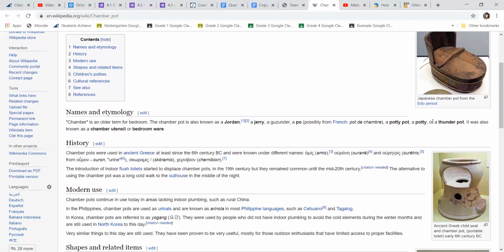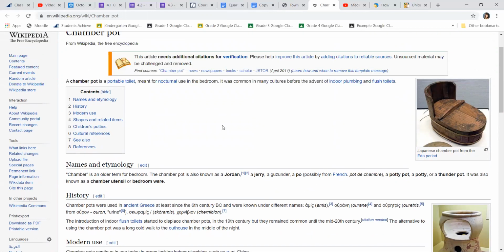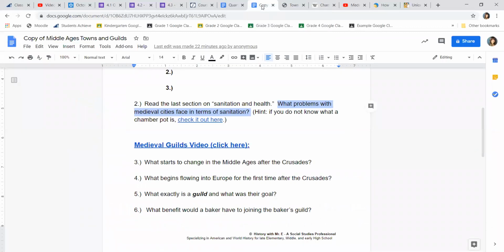I love how it's also called thunder pots, because really it was either a chamber pot, which would be in the bedroom, or you'd have to walk outside to the outhouse to go to the bathroom, especially in the middle of the night and during the middle of winter. So chamber pots helped you take care of your bodily functions without having to go outside to an outhouse whenever you needed to go.